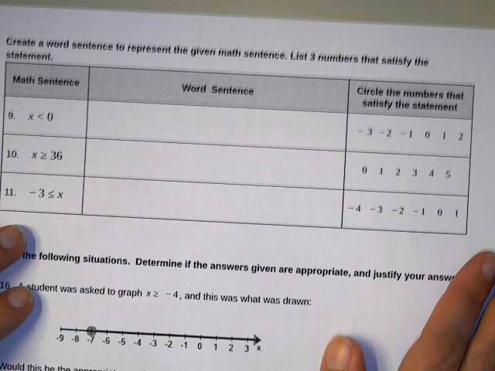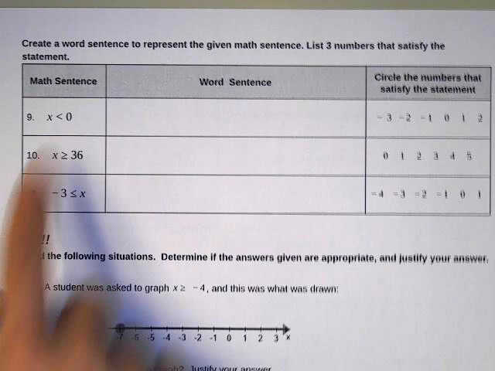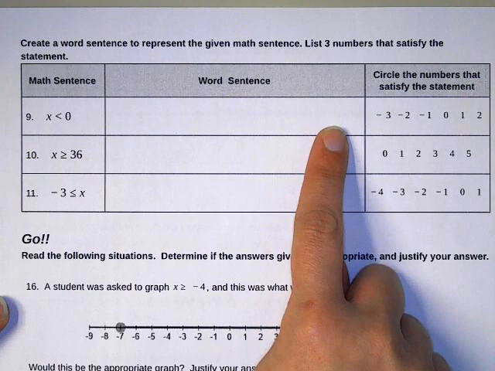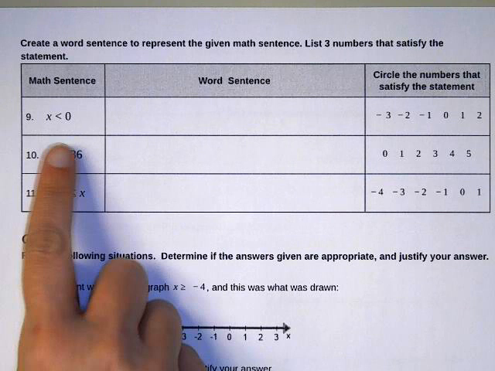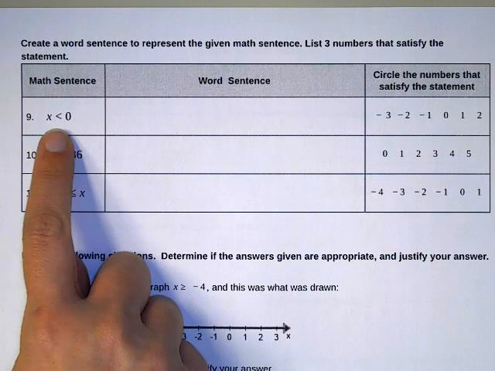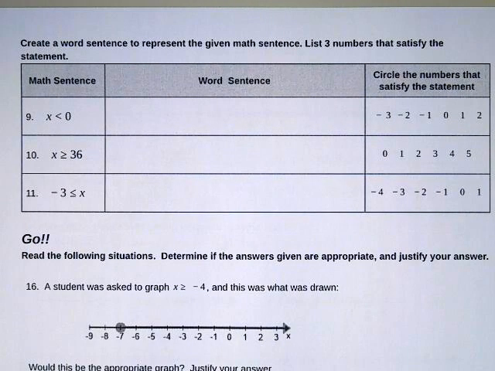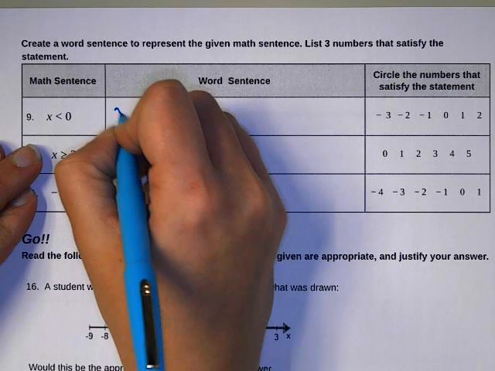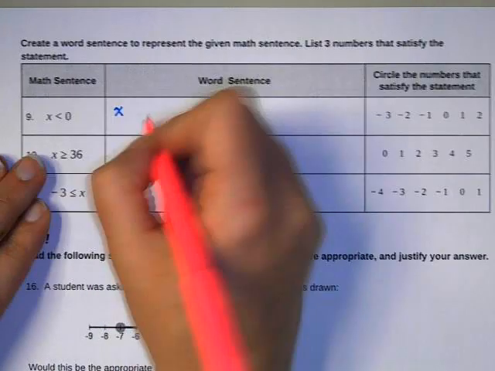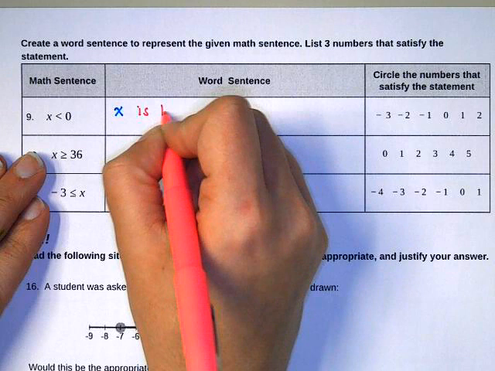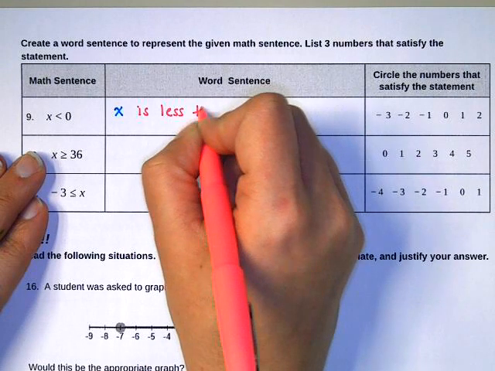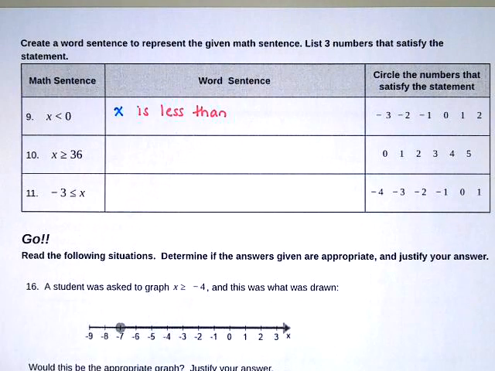Last but not least, let's do some practice problems, or sorry, not last, almost last but not least. Next, I'm going to give you a math sentence and ask you to write a word sentence. So if my math sentence says X is less than 0, then that's what we're going to write on our paper. We're going to say X, and then we're going to say is less than, and then we're going to say 0.